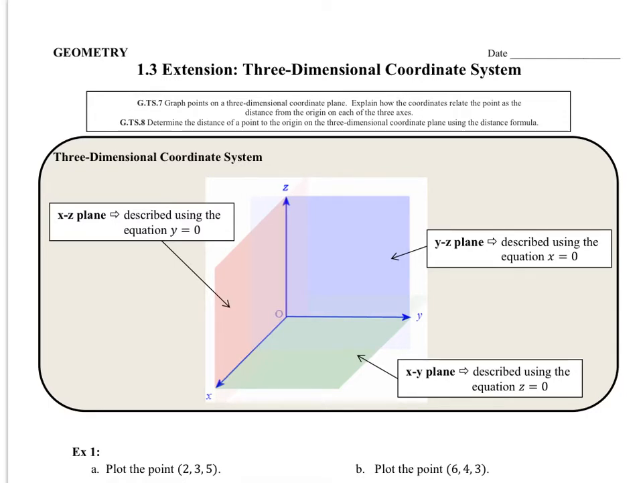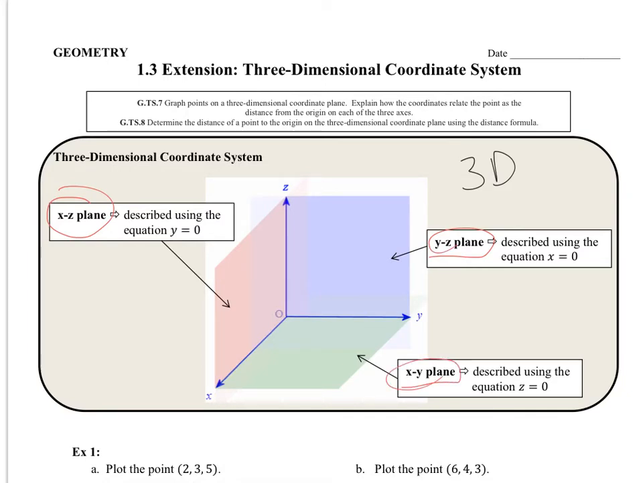So in 1.3 we learned about distance and midpoint, and we learned about those in both 1 dimension and 2 dimensions. Now we are going to go 1 dimension further, and we're going to work in the 3-dimensional coordinate system. The 3-dimensional coordinate system we're working on, or what we can call 3D, is split up into 3 separate planes. It's split up into the XZ plane, the YZ plane, and the XY plane.